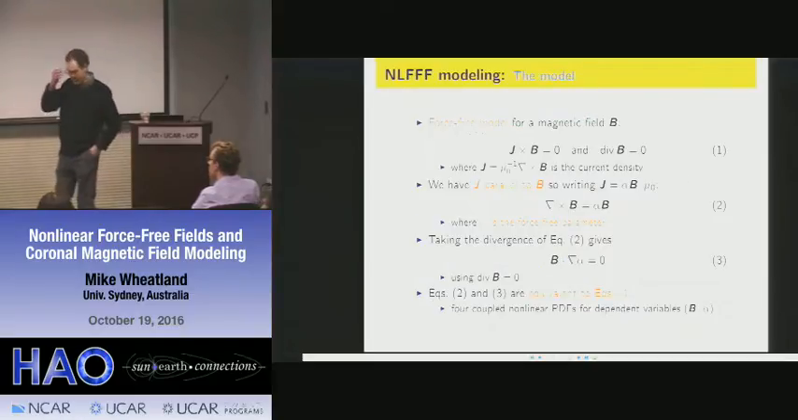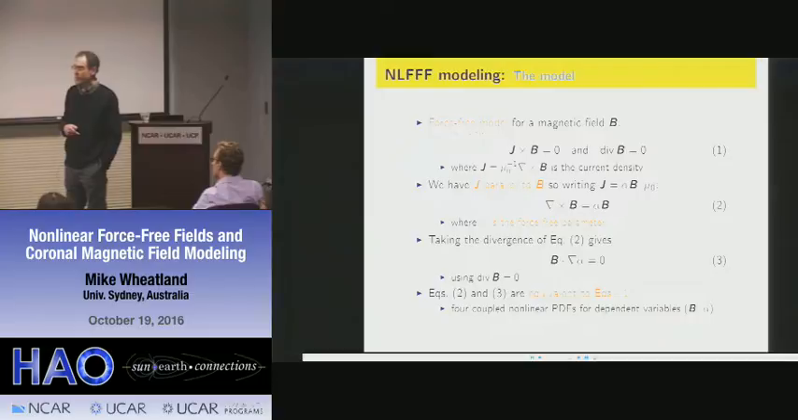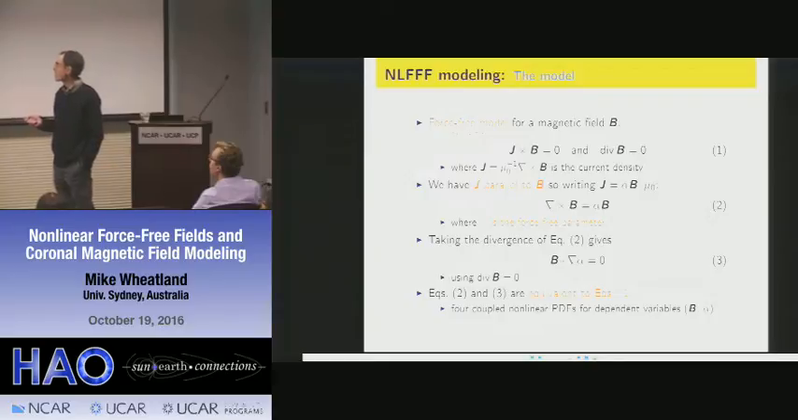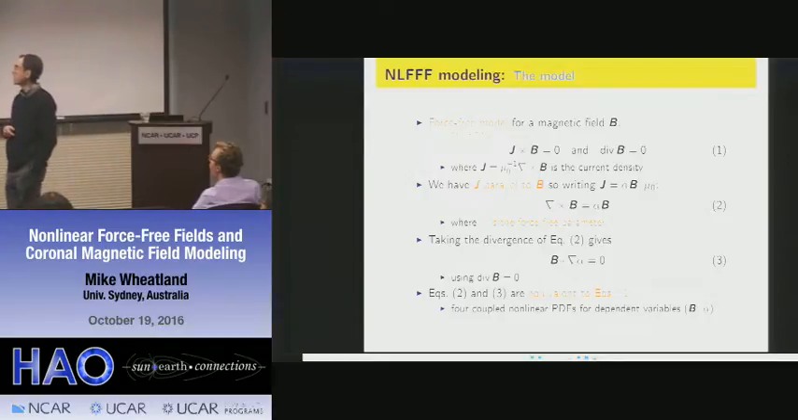Now the model itself, I'll say something about that. So the force-free model is the simple statement that the magnetic force, the Lorentz force, is zero, J cross B, where J is the electric current density, B is the magnetic field, and it is a magnetic field, so the divergence of B is zero. So J is proportional to the curl of B.